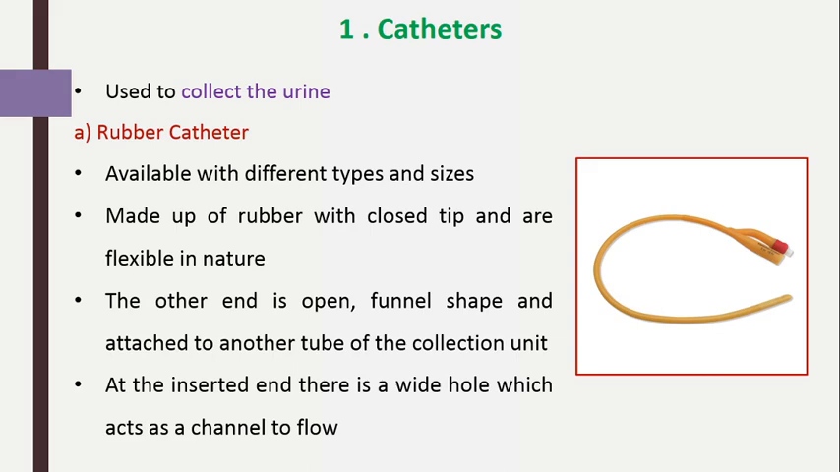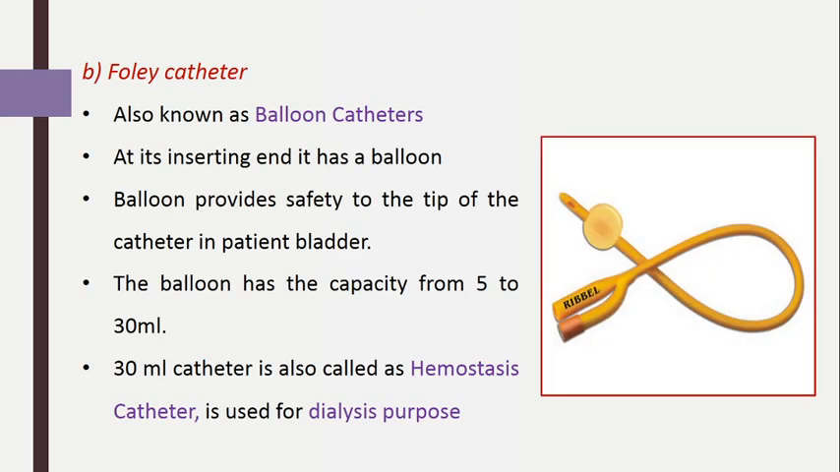At the inserted end there are wide holes which act as a channel to flow. On this side there are holes present on the surface, which act as a channel to flow the urine. By using this rubber catheter the urine is collected. Next we will see the other type, that is balloon catheter. It is also called Foley's catheter.